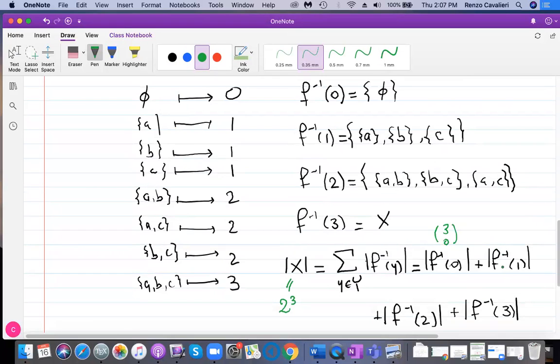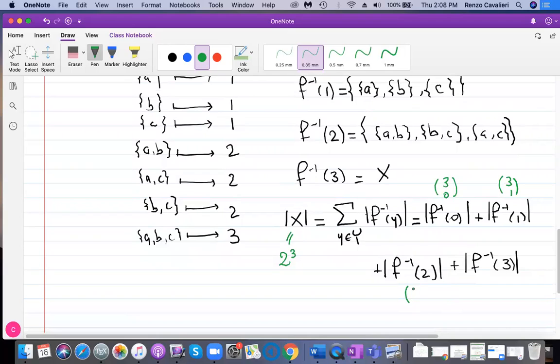Okay, but now we know what all of these cardinalities are. The cardinality of a power set of a set with 3 elements is 2 cubed. And the inverse image of 0 via this function is the number of subsets of a set with 3 elements with cardinality 0, so this is 3 choose 0. Similarly, the cardinality of the inverse image of 1 is the number of 1-element subsets of a set with 3 elements, so there are 3 choose 1 of these. And similarly, there are 3 choose 2 elements in the inverse image of 2, and 3 choose 3 elements in the inverse image of 3.